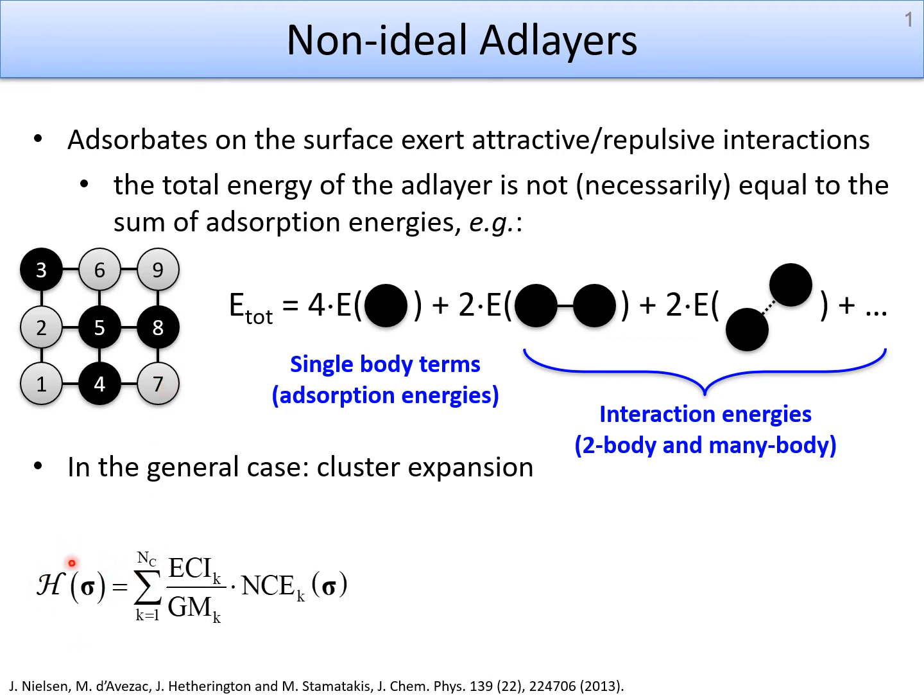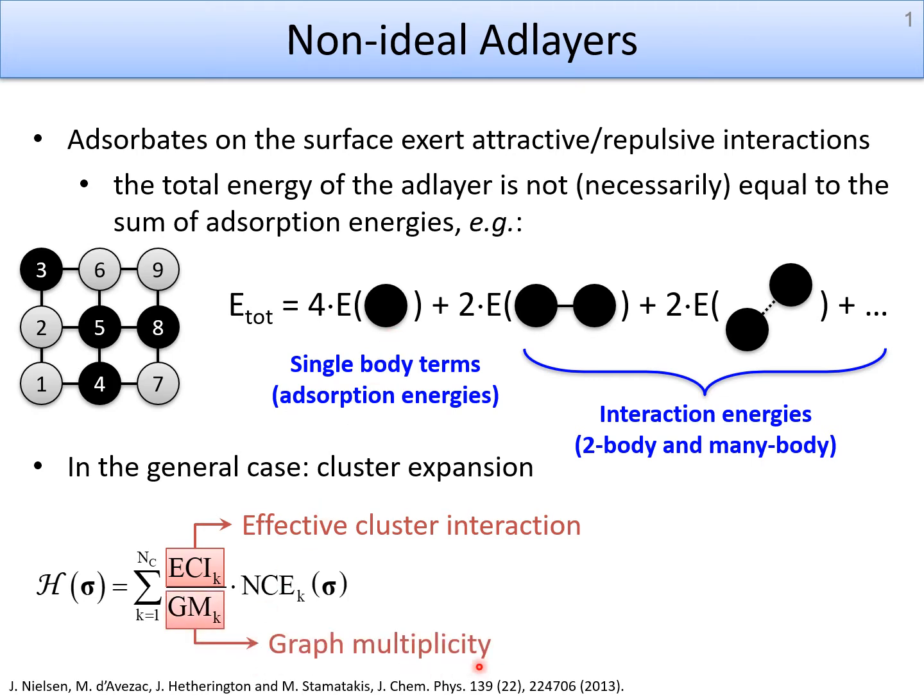So what is this equal to? It's a sum for k equals 1 to Nc. Nc is the number of clusters that we have on the lattice. ECI is the effective cluster interaction. It's basically the contribution to the energy of the system of that cluster.